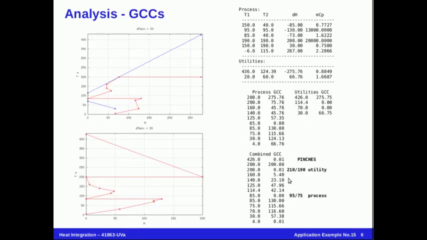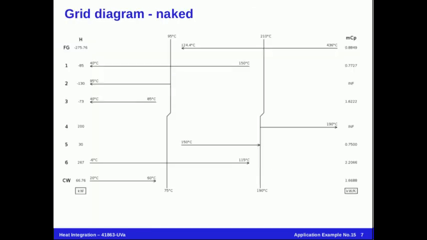First of all, we have two pinches: a utility pinch for the heating, touching the grand composite curve, and the process pinch, the original pinch for the process streams. These two pinches define a three-region grid diagram with a hot side, a cold side, and a middle region. We will include in this diagram the minimum heating stream, the minimum cooling stream, and the process streams.